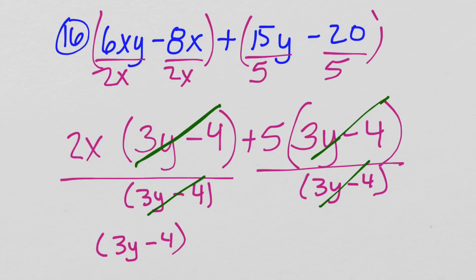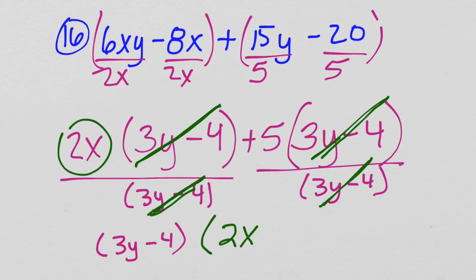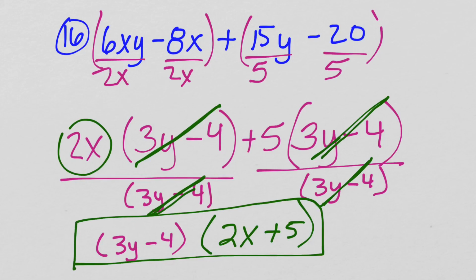When I cancel out these first two, what is left? The 2x, so that's going to go in the next parentheses. And when I cancel out these two, what is left? The positive 5, so that goes into that parentheses. And now I have the two binomials that when I box them, I get this as an answer. And now we know how to use backwards distributive.